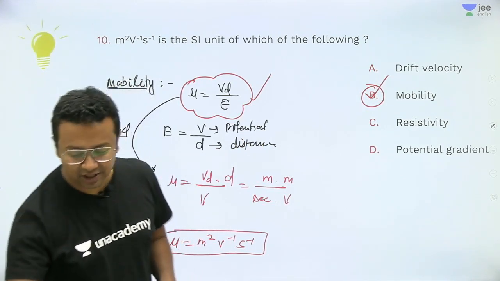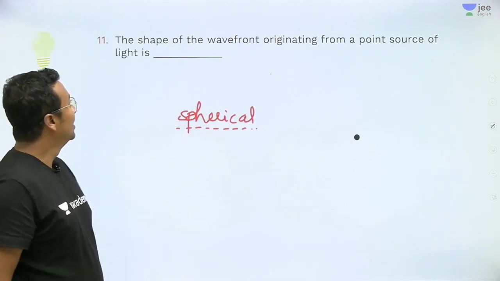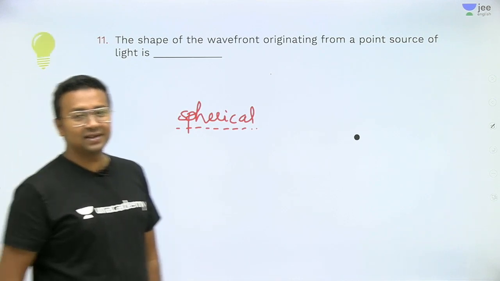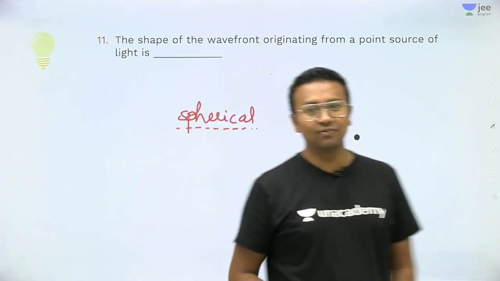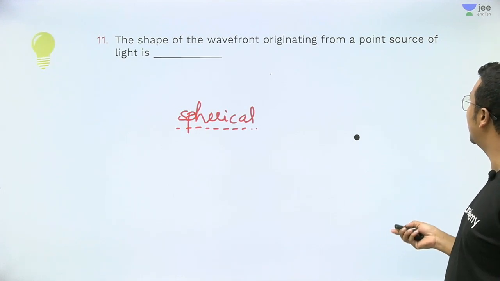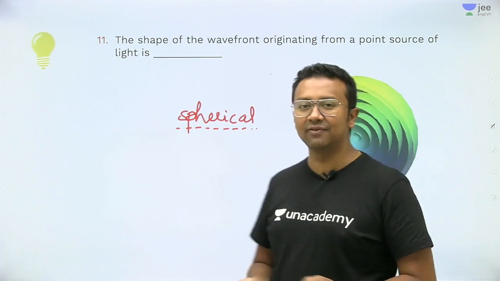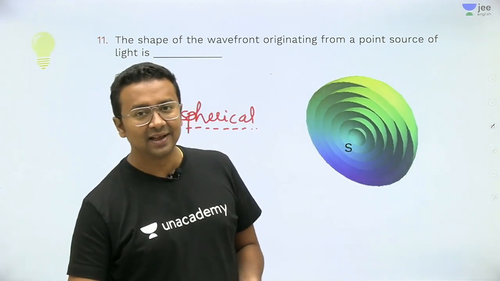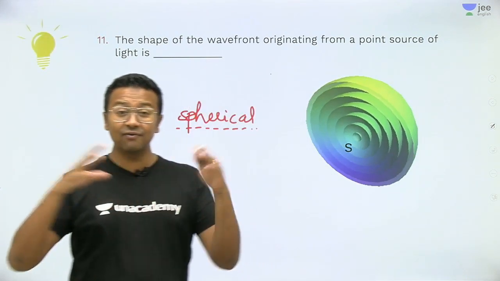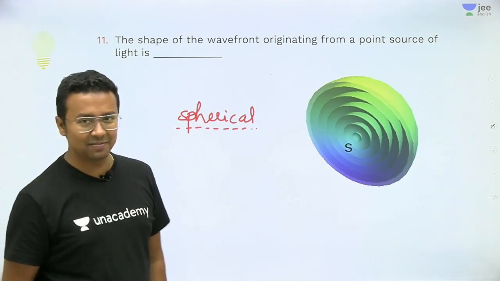So if you knew this particular formula, the question was not very difficult. All right, let's go to the next question now. This is a very simple question from wave optics. The shape of the wavefront originating from a point source of light. We know this is very basic. If it is a point source of light, then the wavefronts are going to be spherical in nature. That's a simple one.